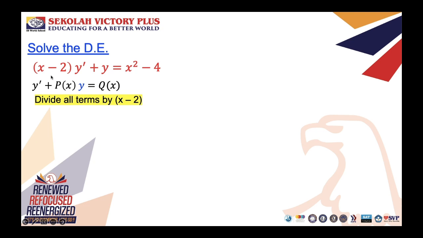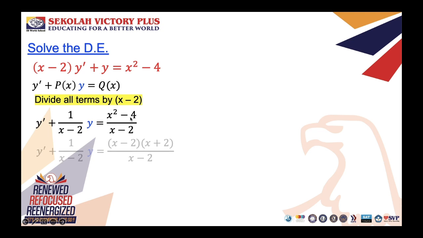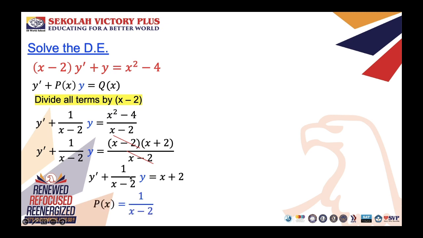The reason for that is when you divide this by x minus 2, you will be left with y prime. At least that's already y prime. So this now gives us this particular expression. Now, we can simplify this further because this is factorable. When we factor this out, we can cancel common factors, thus we get this. From here, we can compare it to this form, so we can say that your p of x is the expression beside the y, and the one at the right is your q of x.